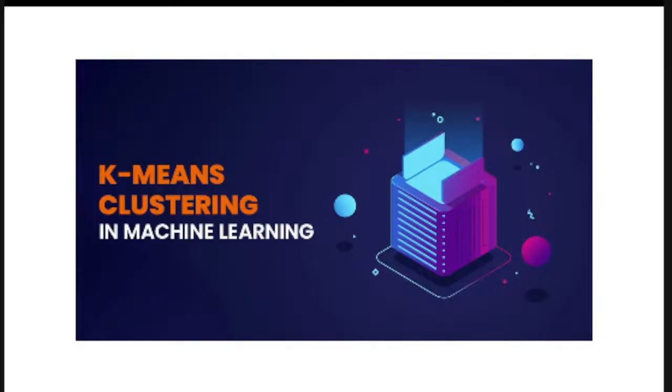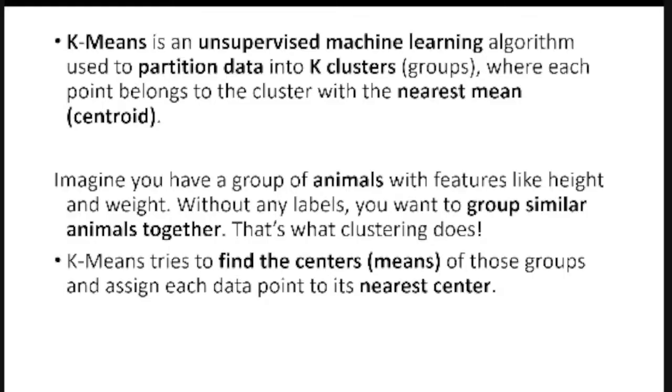Write down k means clustering. Here k means is an unsupervised learning where the given data points, which are unlabeled, will be grouped into different clusters. How many clusters depends upon the k value. Write down the first definition. K means is an unsupervised machine learning algorithm used to partition data into k clusters, where each point belongs to the cluster with the nearest mean.